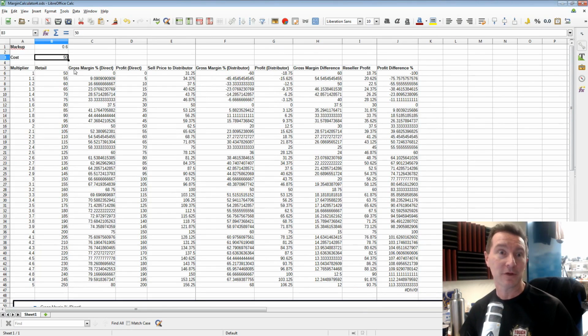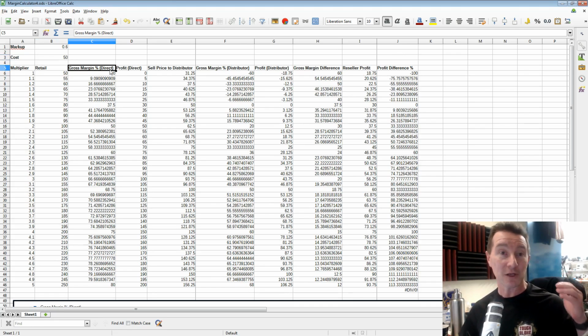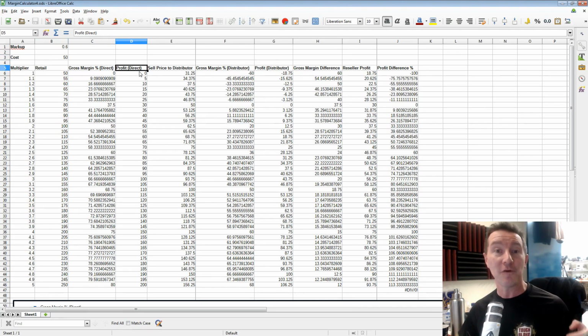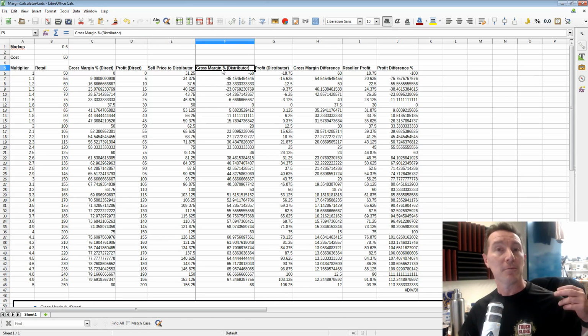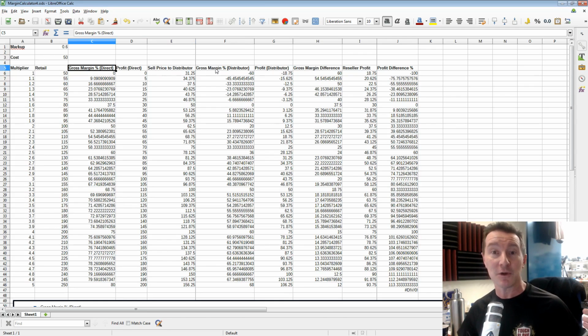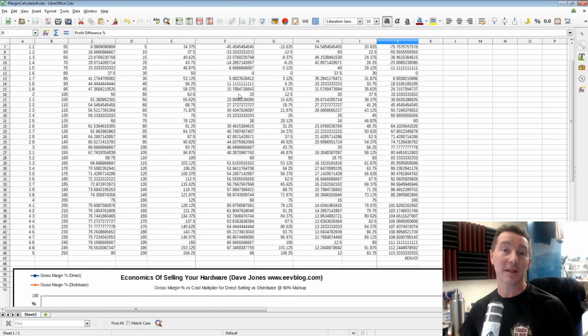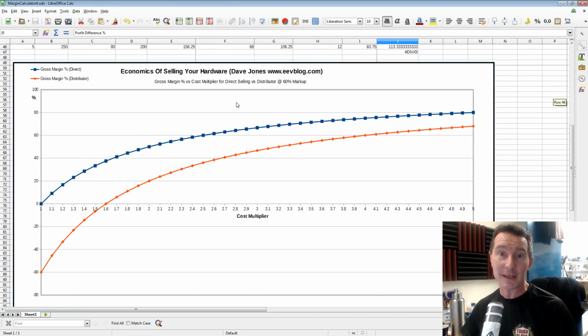All right, let's have a look at the spreadsheet. We've got our markup here of 60% or 0.6. We've got our cost in here, $50. We can change these to our heart's content. Then we can calculate various things: the retail price and the gross margin percentage if we sell direct, our profit when we sell direct, the sell price to the distributor, the gross margin percentage if we go to the distributor, so that's the difference between selling directly and going through a distributor, and a bunch of other stuff, the reseller profit difference. Anyway, we can go down here and we can plot this.